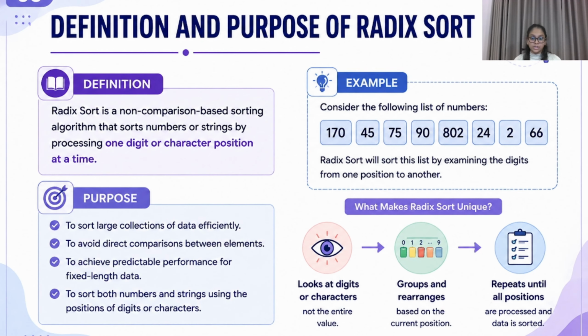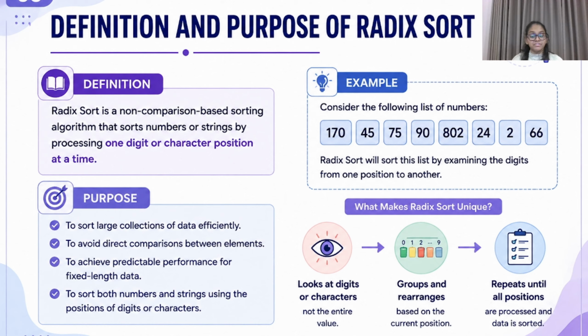So let's define Radix Sort properly. Radix Sort is a non-comparison based sorting algorithm that sorts data by processing individual digits or characters according to their positions. That's quite a technical definition, so let's break it down. First, we have the word sorting. The goal is still to arrange our data in order. Then we have Radix. Radix relates to the base of the number system we are using. And finally, we have the important idea of processing individual digits.